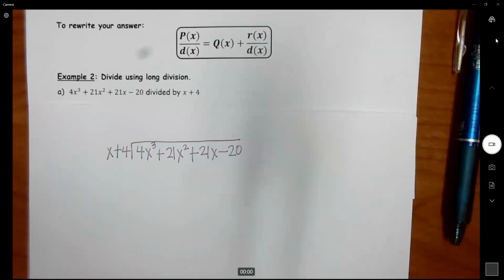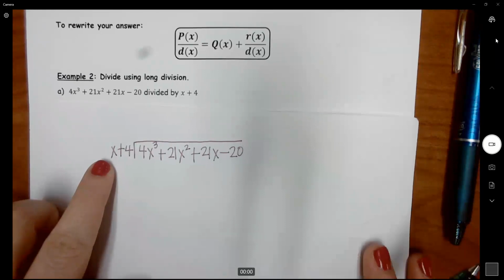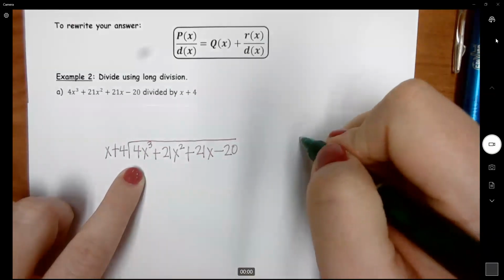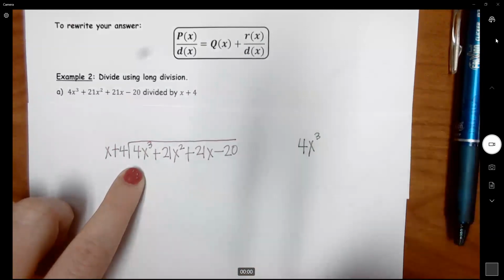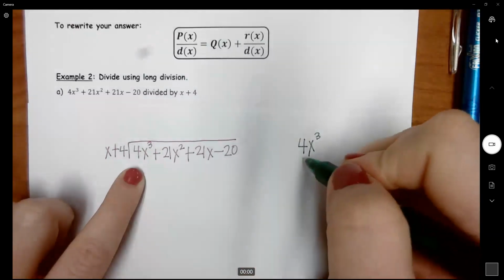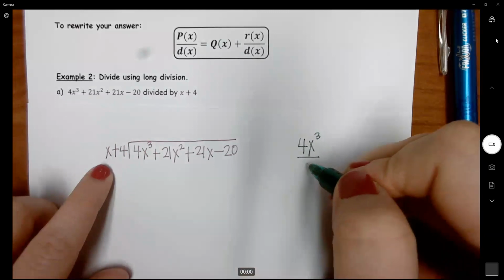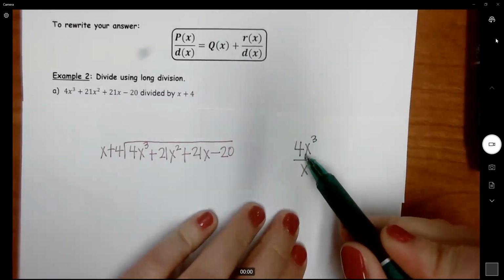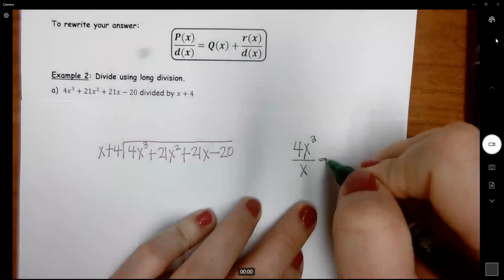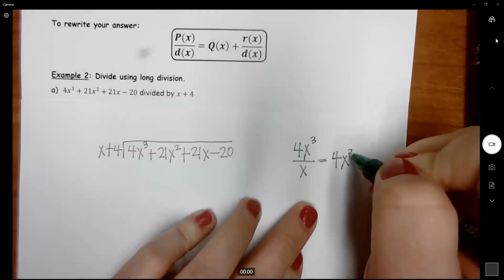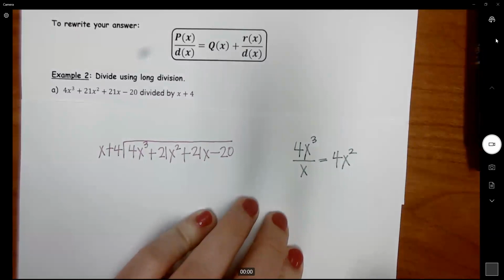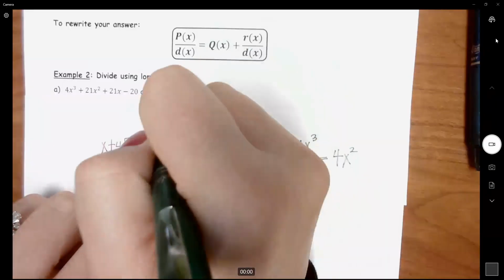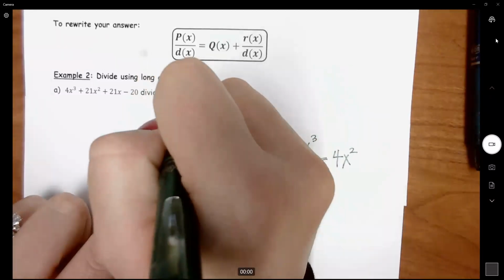When we divide, we're going to just take this first term here. So when I start with my first one, 4x cubed, I'm just going to divide that by x, not x plus 4. So 4x cubed divided by x is going to leave me with 4x squared. I'm going to put my squared above my squared. So this is 4x squared.